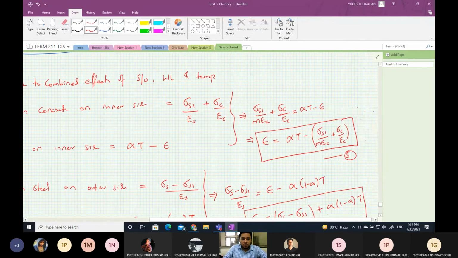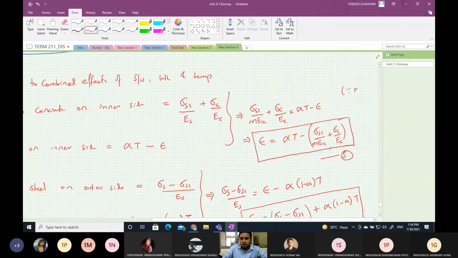Then we are converting this here because m equals Es by Ec. So we are converting this Es to m times Ec. Okay, this is okay.